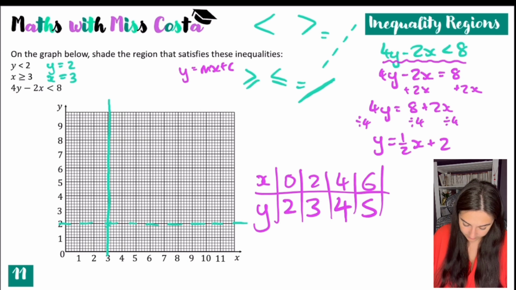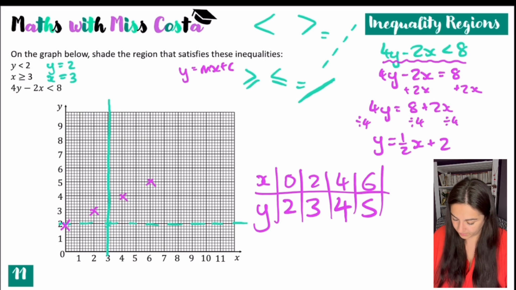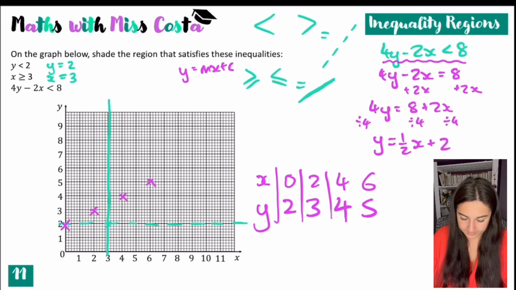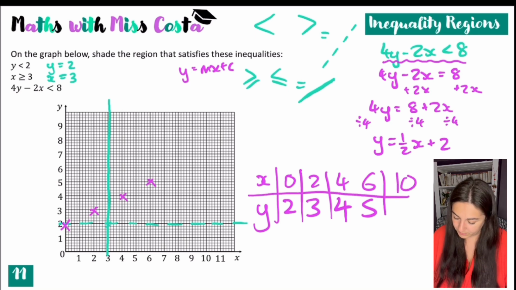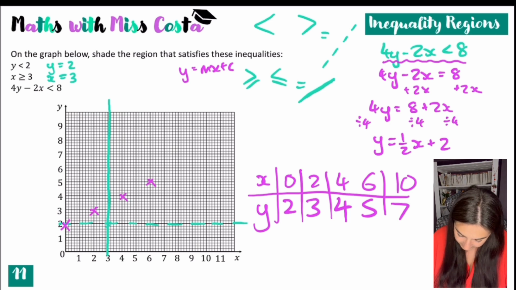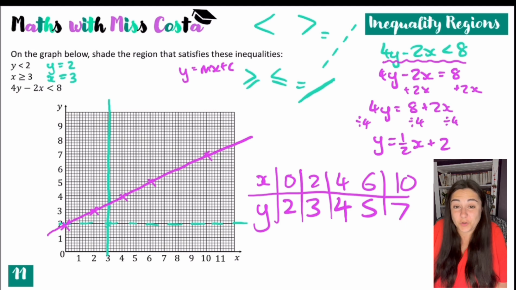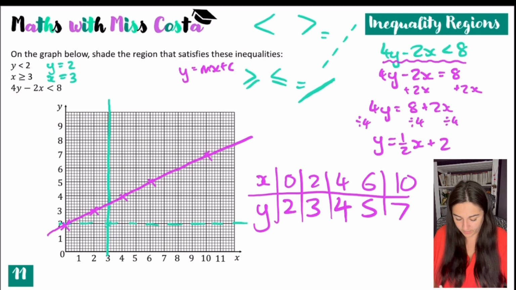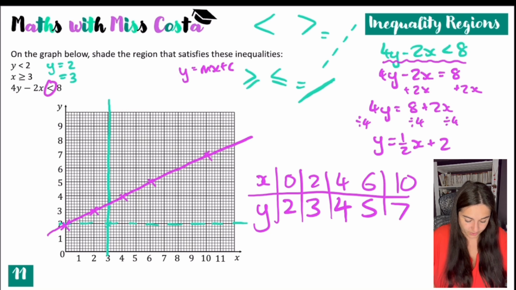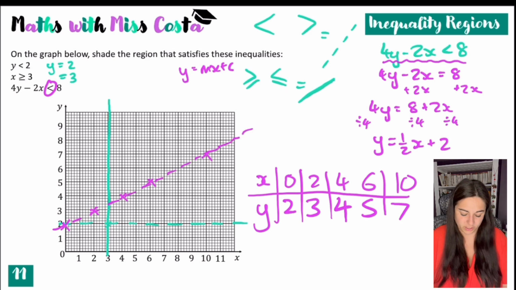So let's plot that. We've got (0, 2), (2, 3), (4, 4), and (6, 5). Maybe let's do another one. Let's do 10. So when x is 10, y would be a half times 10, which is 5, plus 2 is 7. So (10, 7). Okay, so there you've got your linear line. And once again, I need it to be a dotted line because the inequality is less than. So I am going to just redo that as a dotted line. Obviously you'll have rulers and it will look a lot neater.